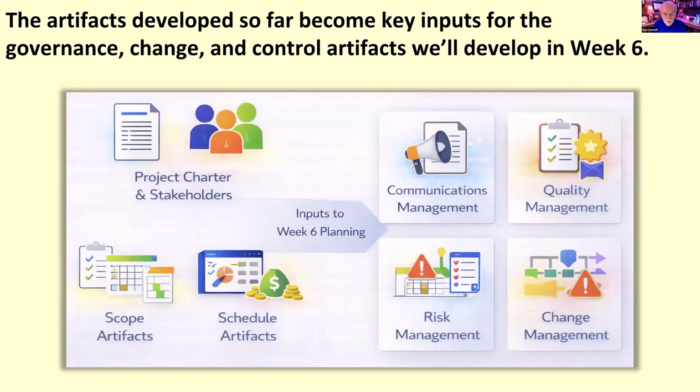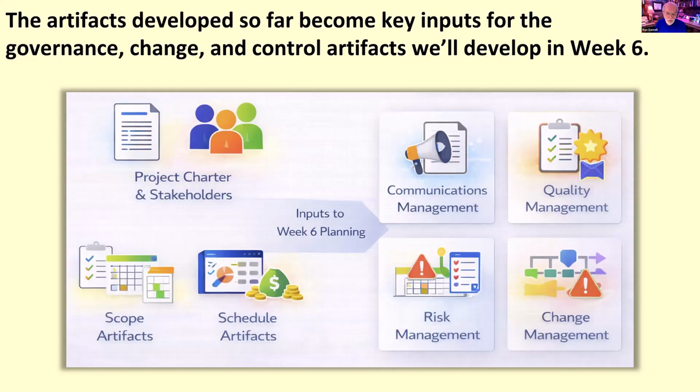So I want to look ahead a little bit at week 6. The artifacts developed so far become key inputs for governance, change, and control, and we'll develop the artifacts in week 6. This week's work is part of the larger progression across the course project. The artifacts developed so far span project selection and scope through scheduling, budgeting, and procurement. These now become important inputs for the next major step in the life cycle, validating controls in week 6.